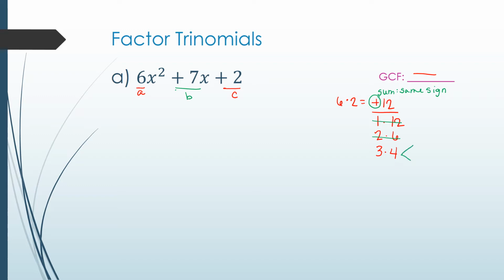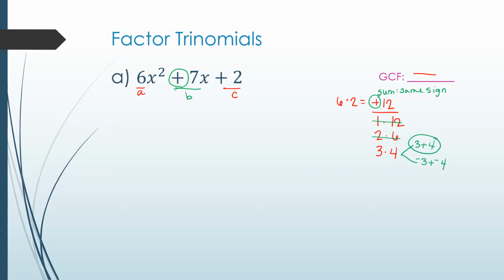Now we have to check our signs. It's either going to be a positive 3 plus a positive 4, or it's going to be a negative 3 plus a negative 4. What possibility would add to give us a positive 7? Well, it's going to be the positive 3 and positive 4.